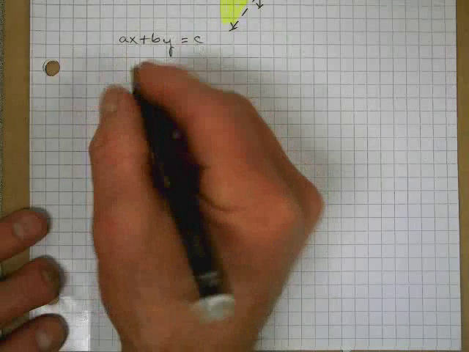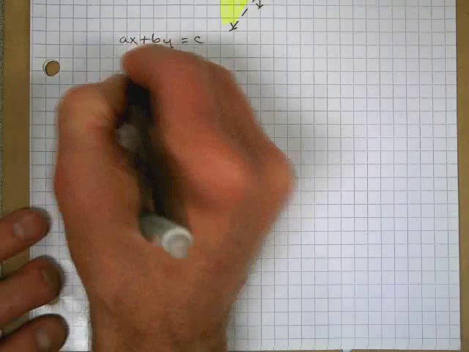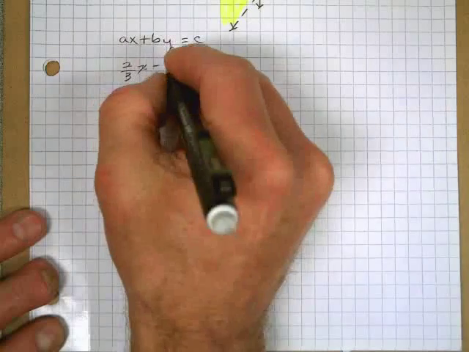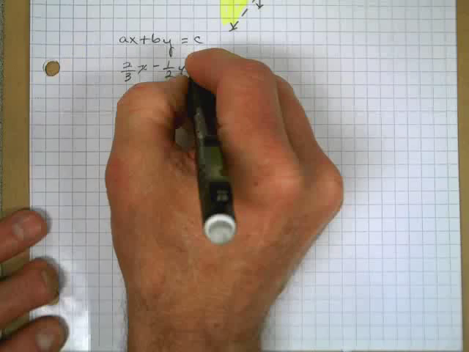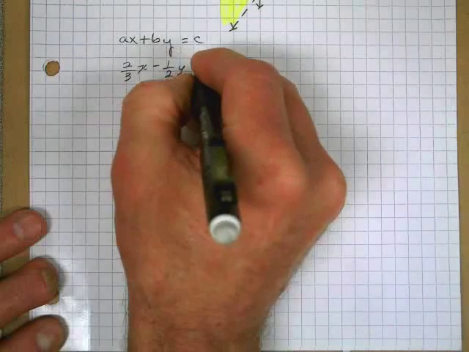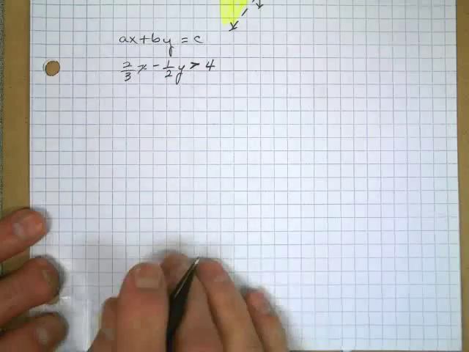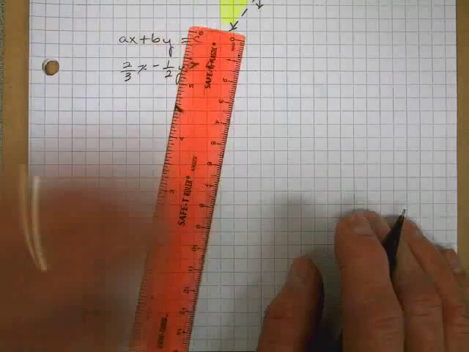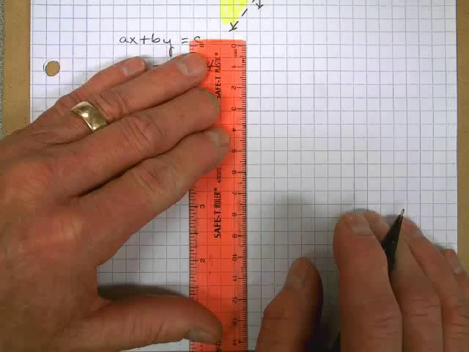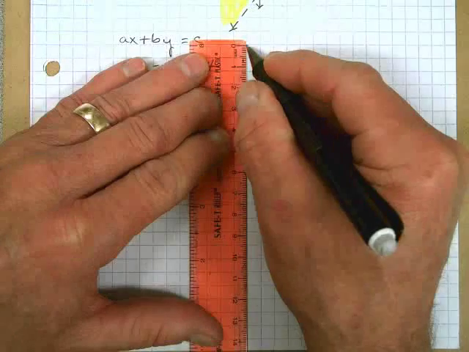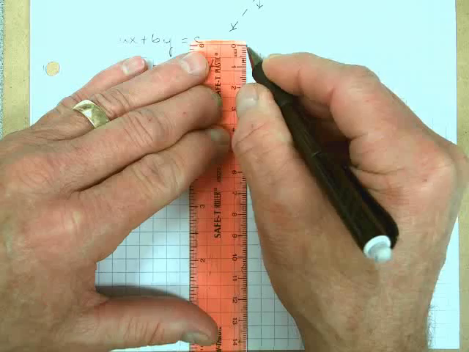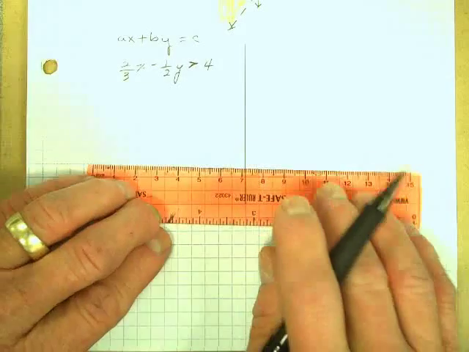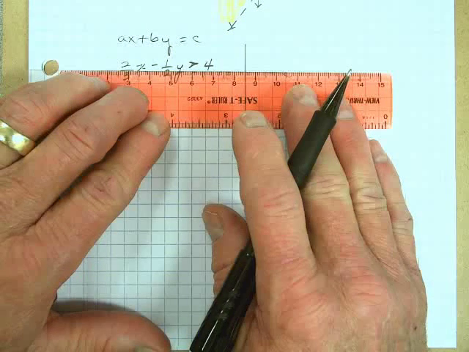So our inequality for this example is 2/3 x minus 1/2 y is greater than 4. We're going to take a little different approach in dealing with this inequality because it doesn't lend itself well to plotting a y-intercept and using the slope unless we manipulate it and get it in a different form.